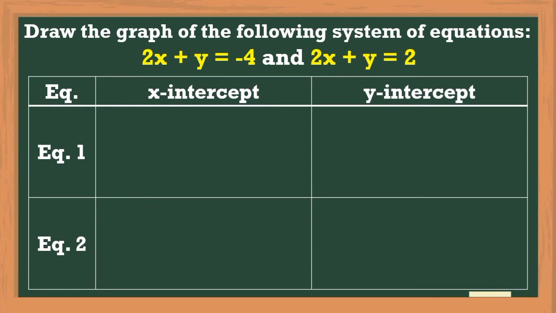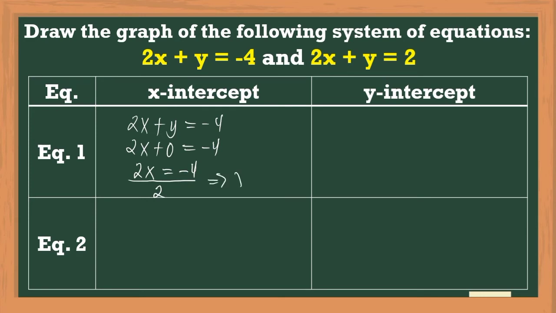So, kapag x-intercept ang kinuha natin, we set y to 0. So, 2x plus y is equal to negative 4. And then, magiging 2x plus 0 equals negative 4. So, 2x equals negative 4. Di-divide natin whole equation by 2. So, the value of x is negative 2.